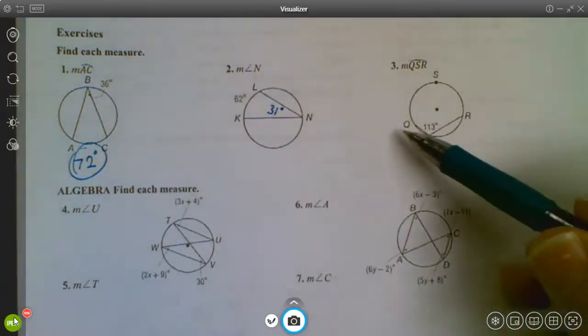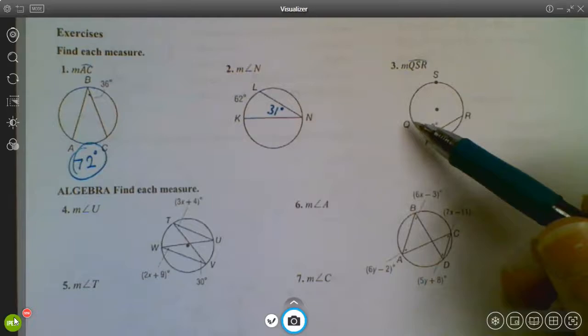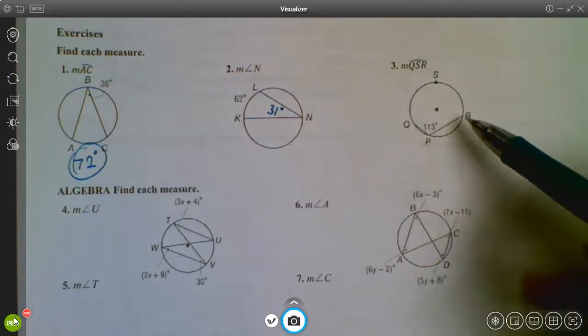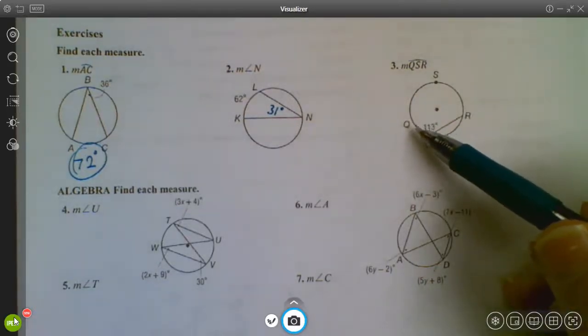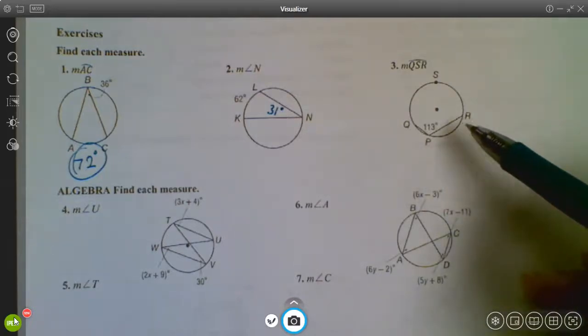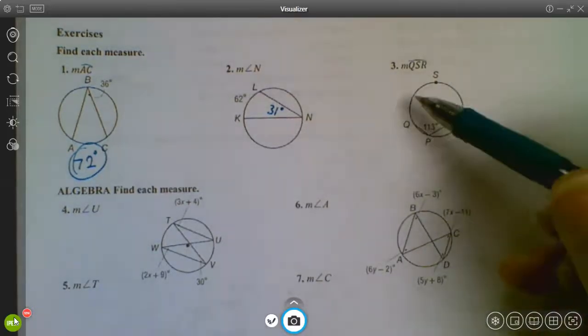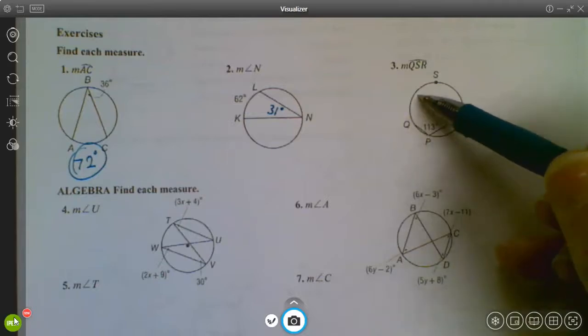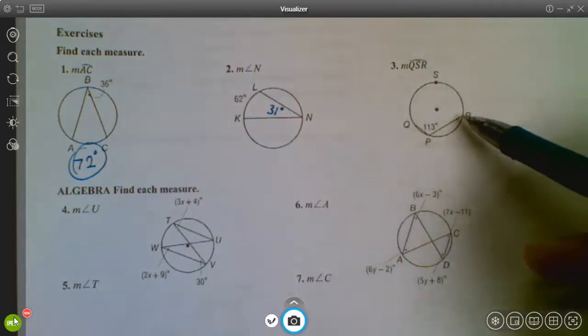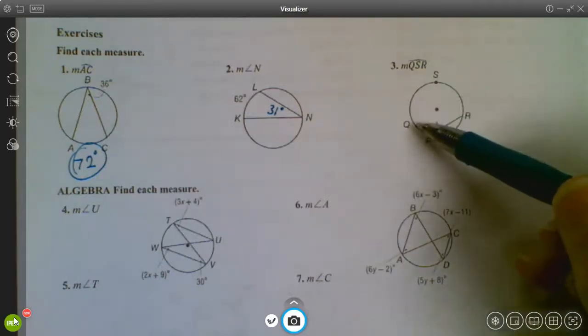Okay, so that's why as you look at this, they didn't just call this QR, right? From here to here, they didn't call that QR, because if they would have said that, they actually would have been referring to that arc right there. So instead, to make it clear, they used 3 letters so that we could see it's definitely the major arc that goes from Q to S to R. So they're talking about this major arc right there, right?